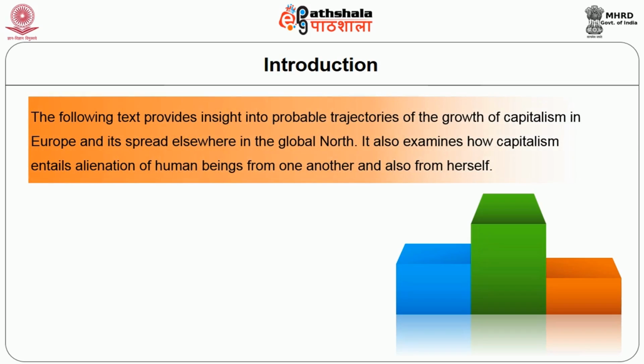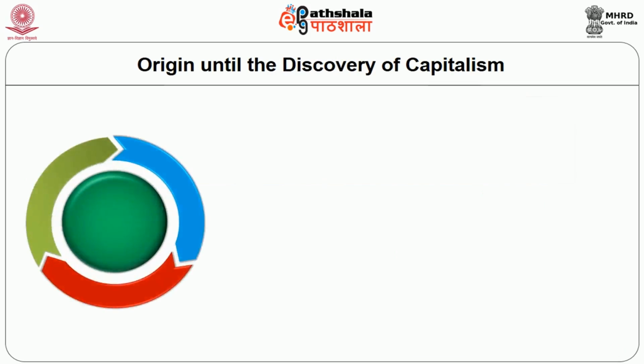The following text provides insight into the probable trajectories of the growth of capitalism in Europe and its spread elsewhere in the global north. It also examines how capitalism entails alienation of human beings from one another and also from themselves. Origin until the discovery of capital.